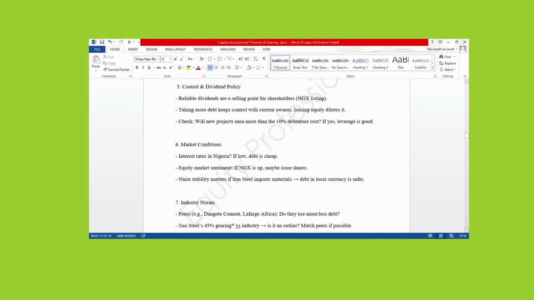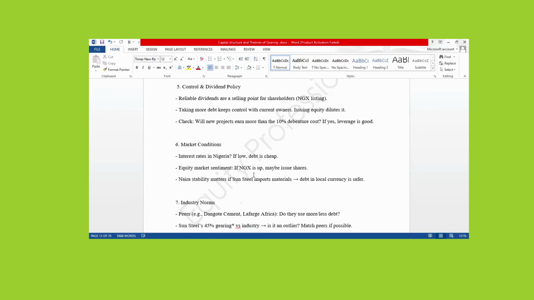Equity market sentiment. The equity market sentiment. If the equity market is booming, look at it here. If Nigerian Exchange Group is up and booming, some still may consider issuing equity. Equity market sentiment will affect choice of capital structure.